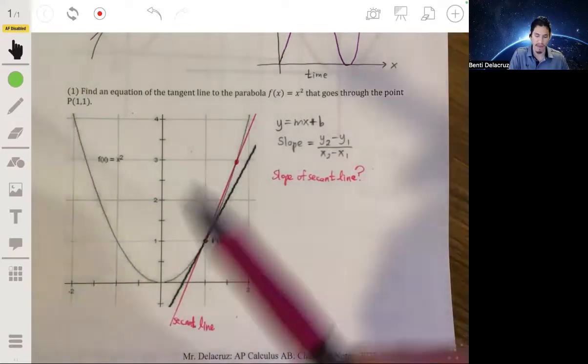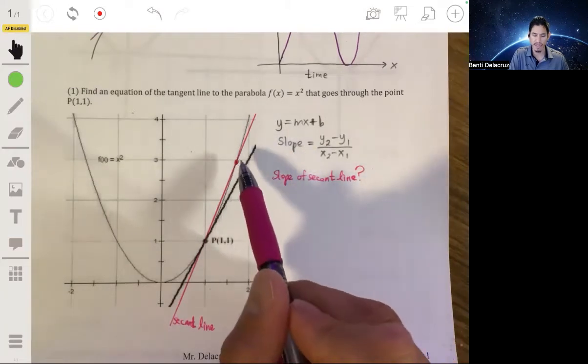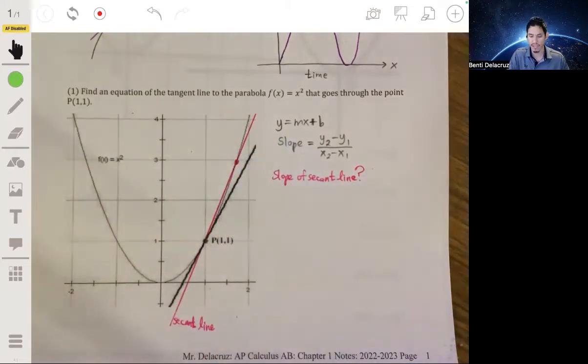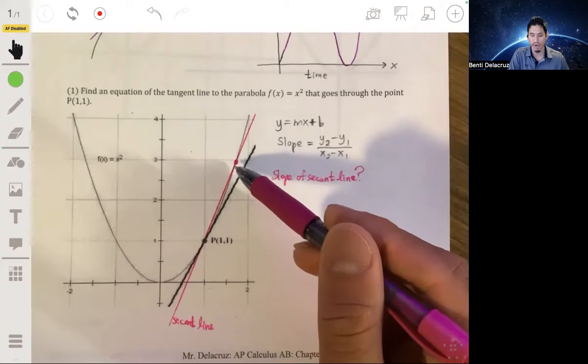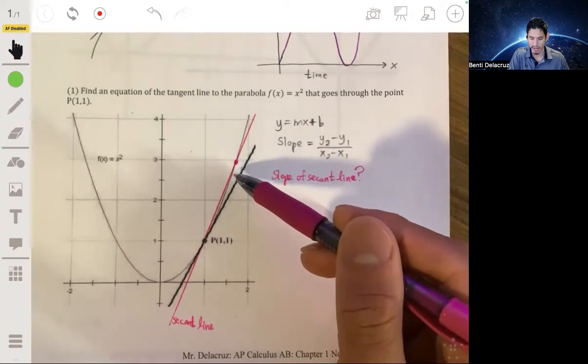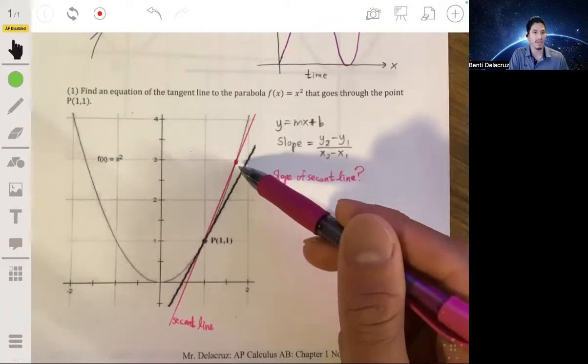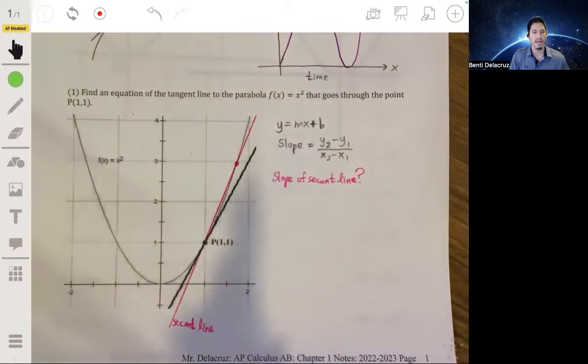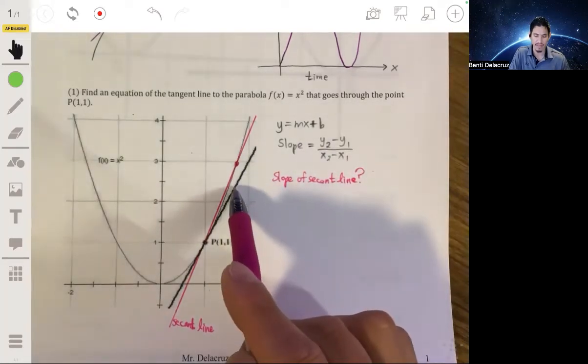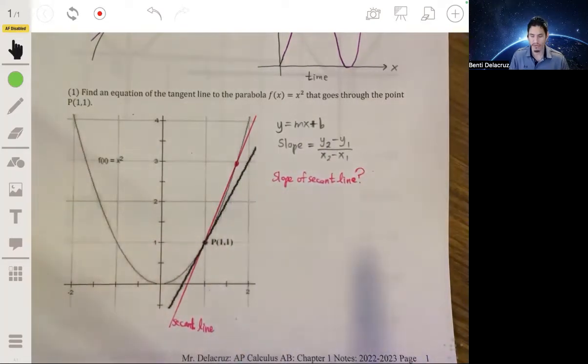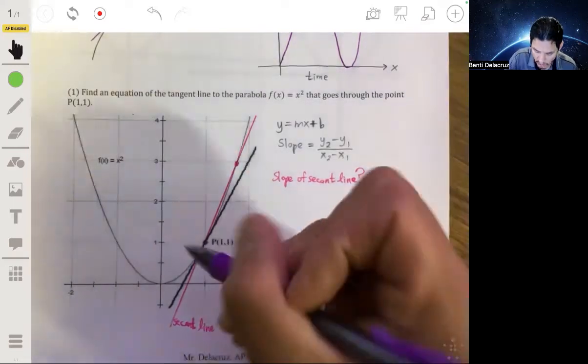Now based on this secant line, we can actually pick points specifically on the parabola. 1, 1, and maybe in this case something close to 1.5 and like 3 or something like that. So that's the idea. But if this slope is not exactly the same as this one, what can we do to improve our estimate? Well, you can make another secant line whose points are closer to this one.